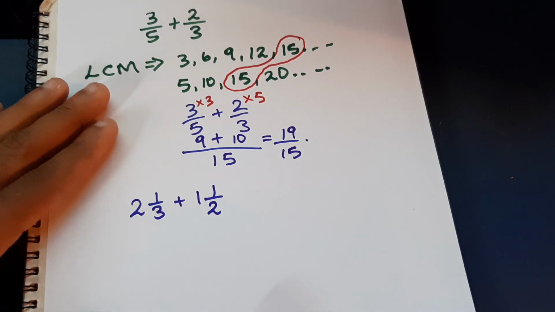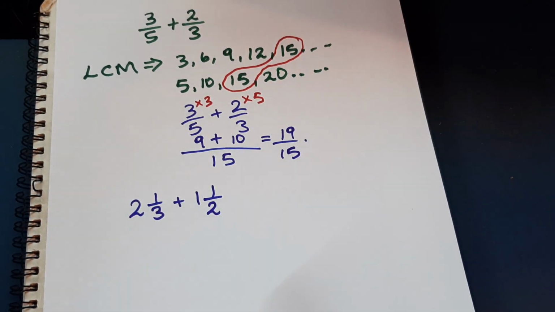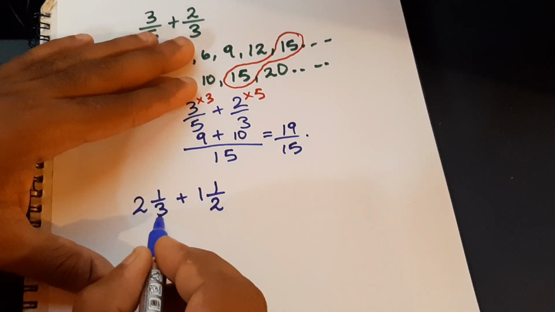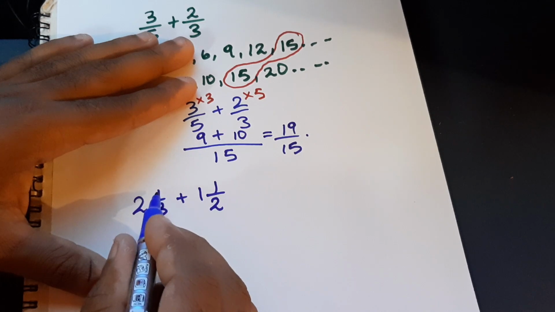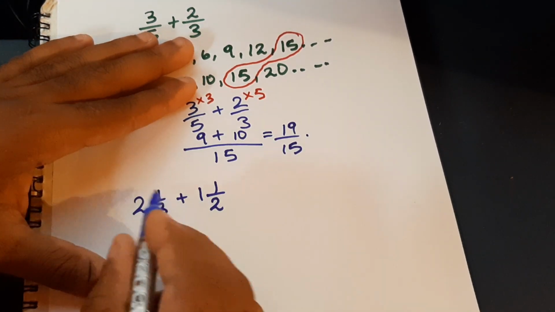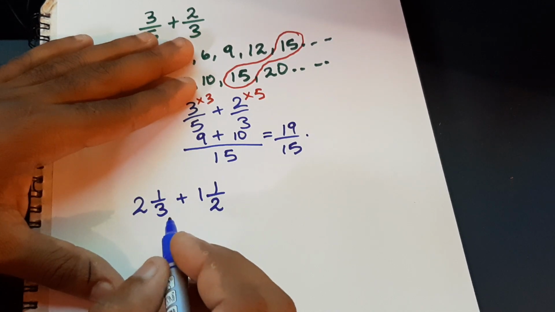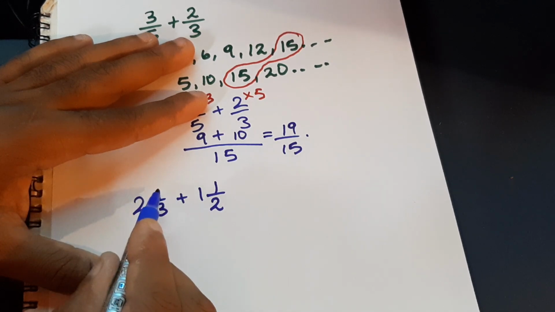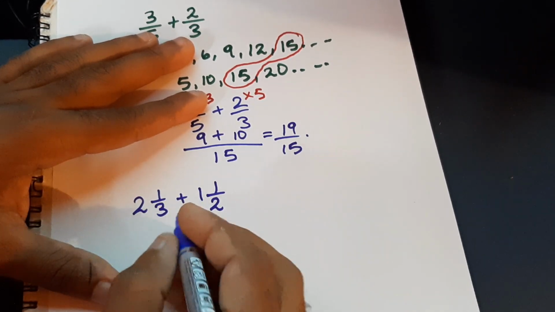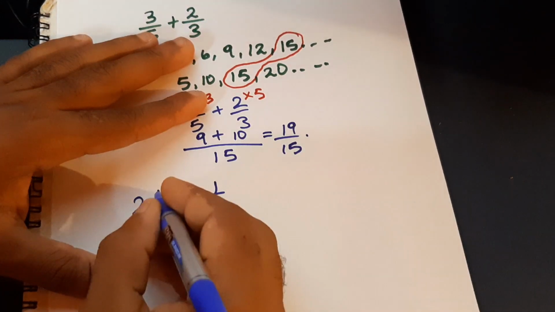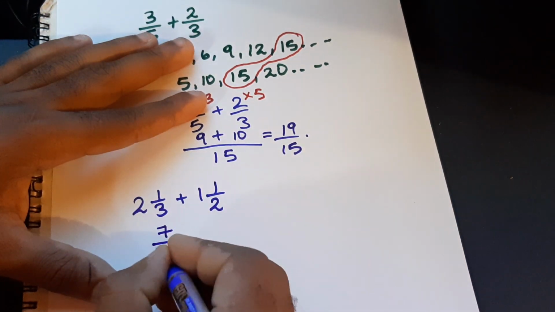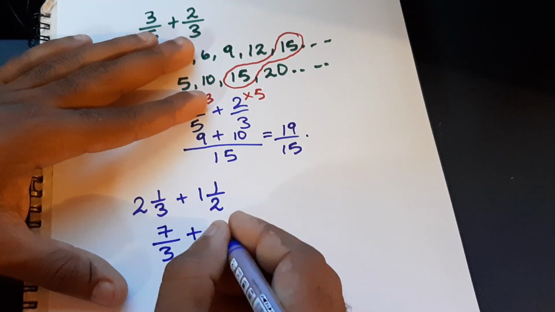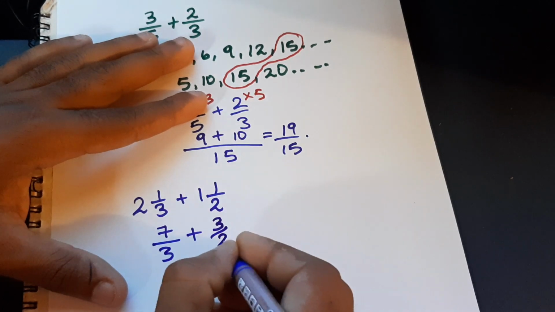So this is how we would convert mixed numbers to improper fractions. We would multiply the denominator by the whole number, then add the numerator. So how do we convert mixed fractions into improper fractions? We multiply the denominator by the whole number, then add the numerator. So 2 times 3 or 3 times 2, that's 6 plus 1. That's going to give me 7 over 3 plus 2 times 1, that's 2 plus 1, 3 over 2.